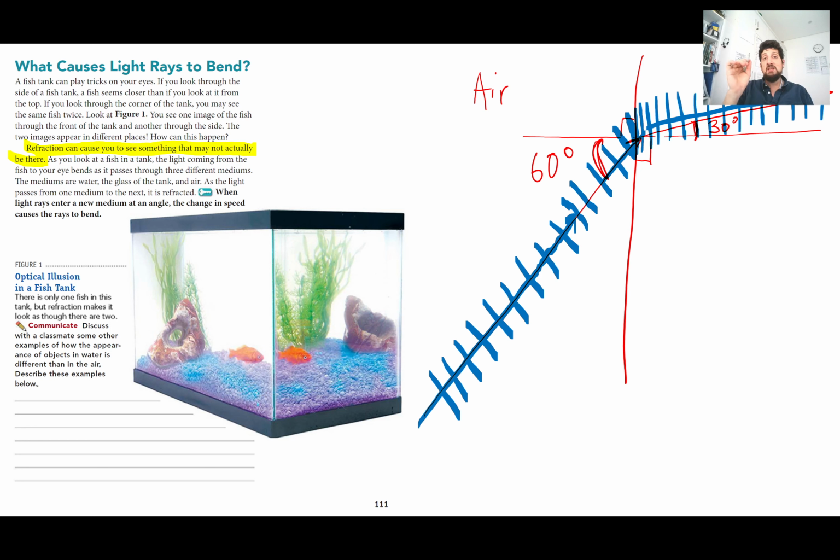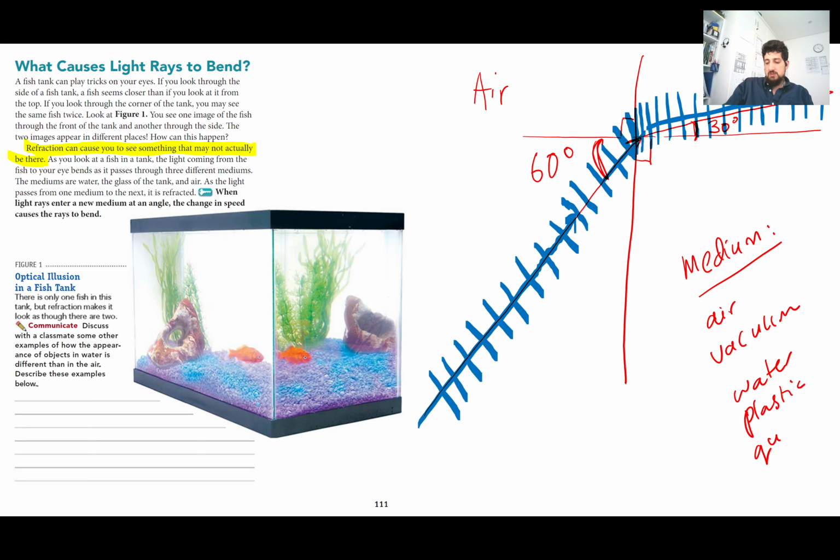And I want you to remember a medium can be, what are some examples of mediums? A medium can be air, vacuum, water, clear plastic, quartz, diamonds, alcohol, oil. So anything transparent really can be a medium. Okay? And what else do we have here? So basically, let's continue reading.